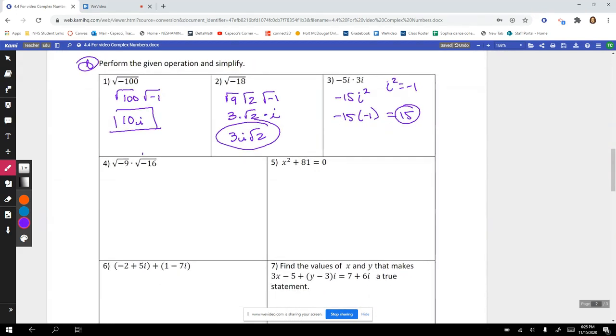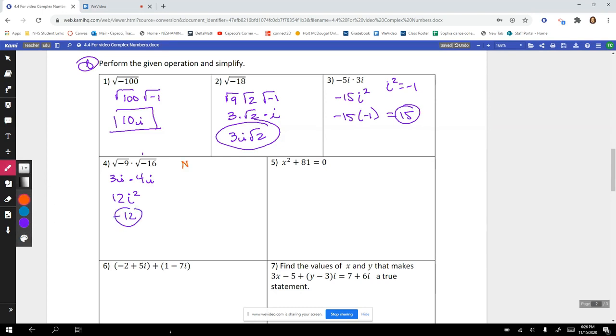Now, number 4, we're going to break this down. We know the square root of -9 is going to give me 3i. Now that we've done a couple, you kind of know how this is going to work out. 3i, and then I have times the negative square root of -16, which gives me 4i. So it gives me 12 times i squared, so it gives me -12.